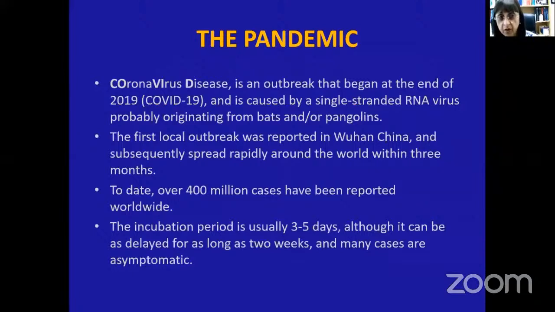The pandemic. Coronavirus disease is an outbreak that began at the end of 2019, which is why it is called COVID-19. It's caused by a single-stranded RNA virus, probably originating from bats and/or pangolins. The first local outbreak was reported in Wuhan, China, and subsequently spread rapidly around the world within 3 months. To date, over 400 million cases have been reported worldwide. The incubation period is usually 3 to 5 days, although it can be delayed for as long as 2 weeks, and many cases are asymptomatic.